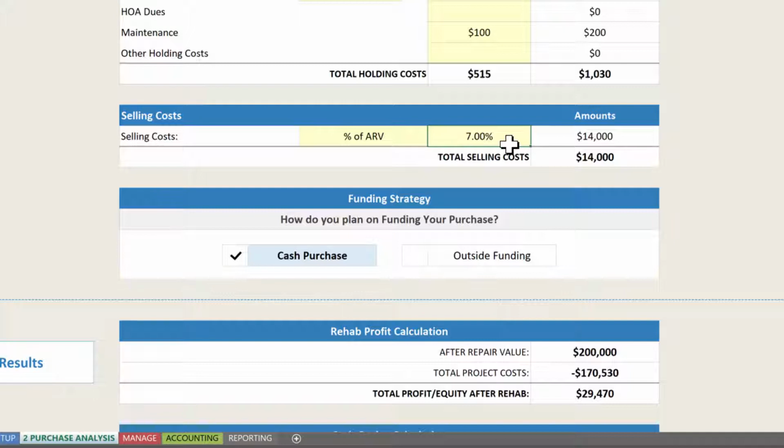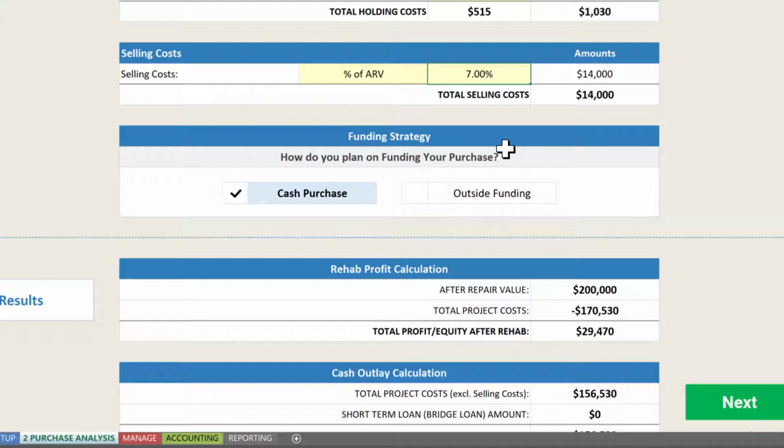The last selection to consider is how you're going to fund your purchase and the repairs of the property. Now, if you're a cash investor, then your analysis is basically complete and you can review your calculated profit below. However, if you're going to be receiving outside funding for the initial purchase, you will click Outside Funding.